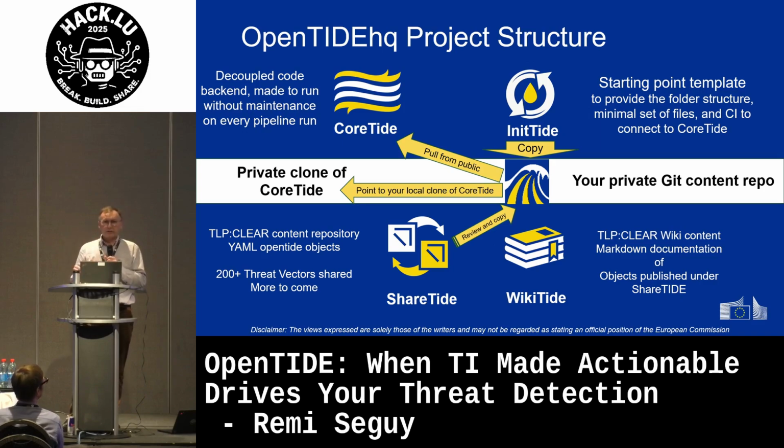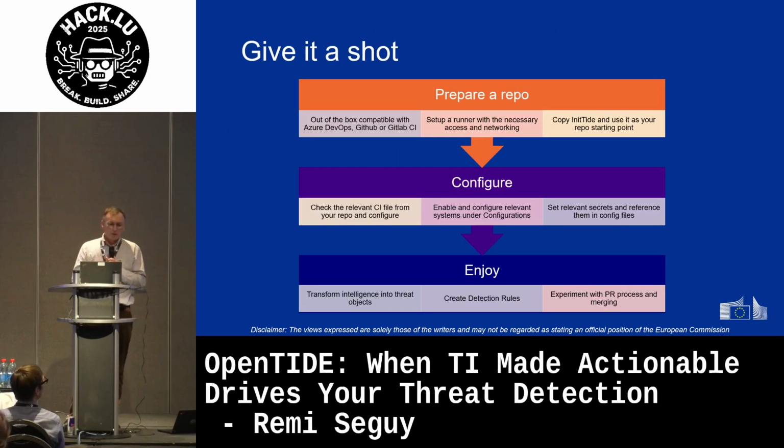If you want to see what we have shared as threat vectors for the moment, and we are going to release a set of detection objectives with TLP clear, you can have a look on ShareTIDE. This is the collection of YAML files for the threat vectors we have released. And for convenience, you can see on WikiTIDE the equivalent of the threat vector for the documentation. This is another way how to proceed.